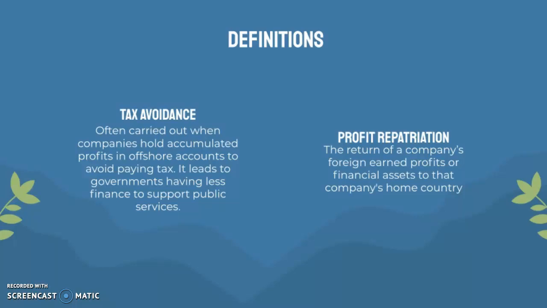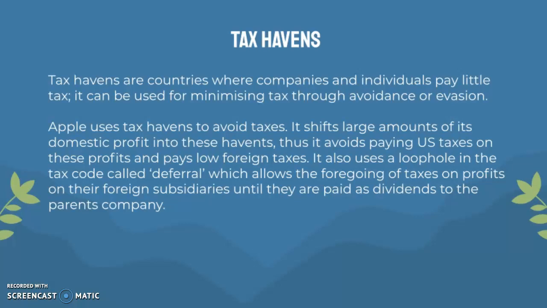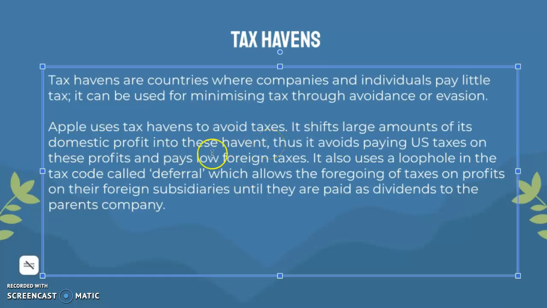Okay, so let's look at tax havens in the context of tax avoidance. So tax havens are countries where companies and individuals pay little tax. It can be used for minimizing tax through avoidance or evasion. Apple, for example, uses tax havens to avoid taxes. It shifts huge amounts of its domestic profits to these havens. Thus, it avoids paying US taxes on these profits and pays low foreign taxes.